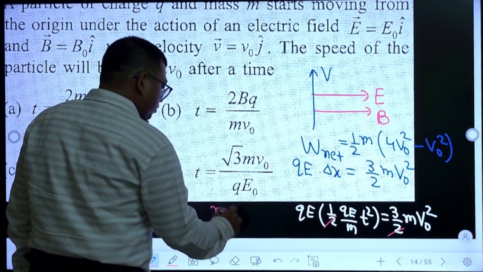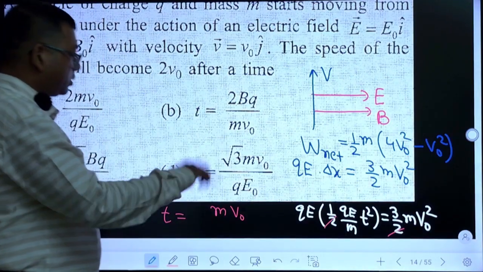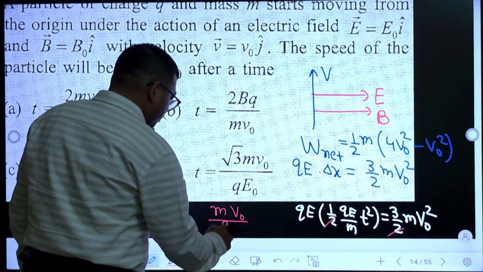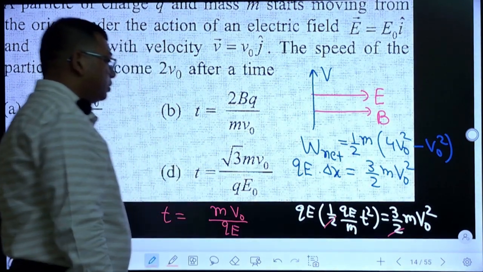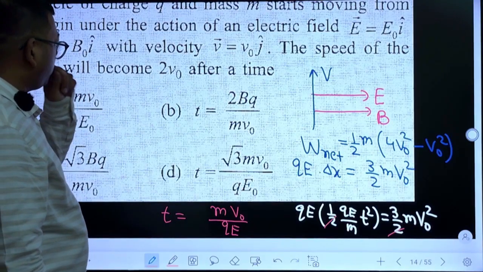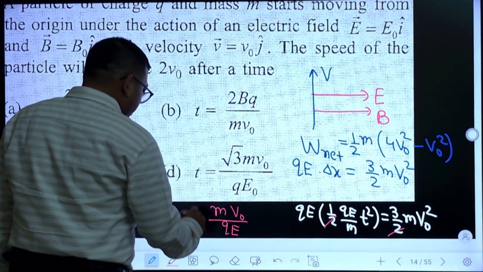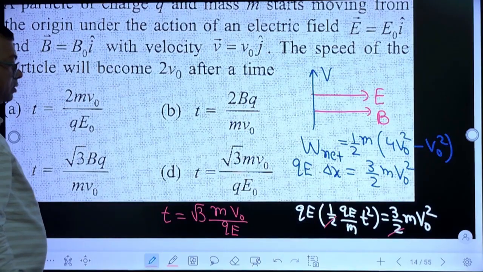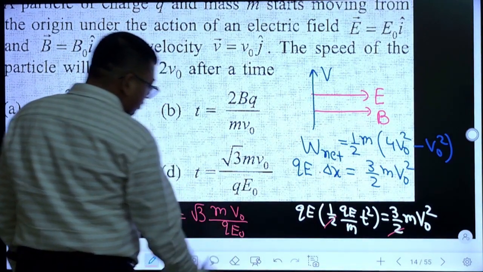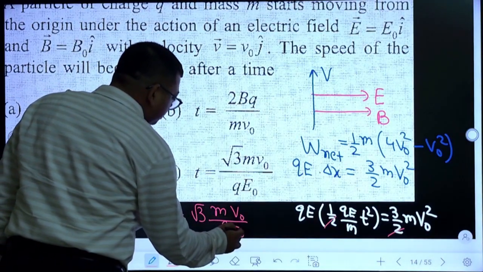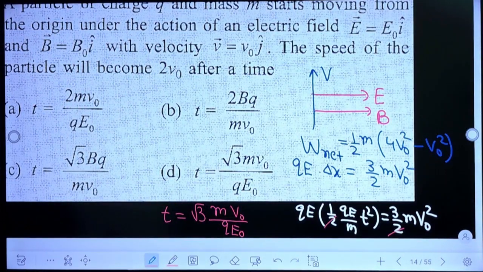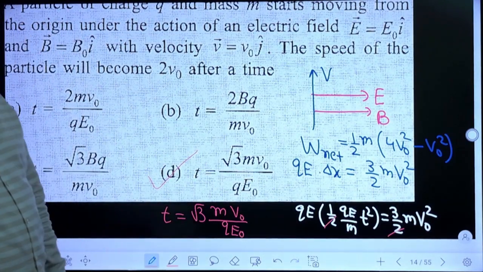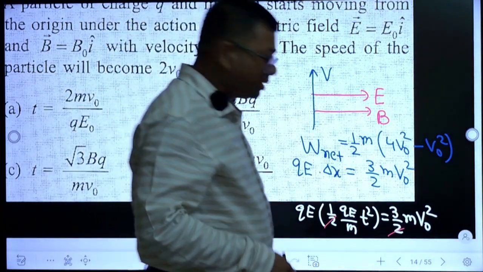So m v naught will definitely come because it is under the root. E squared will also give E, and Q E will go, and the 3 which is remaining we keep under the root. So root 3 m v naught. The electric field is E naught, so we can take this E naught. This is the answer: root 3 m v naught by q E naught, option D. That's the answer. I hope you got this. Very basic kinematics it is.